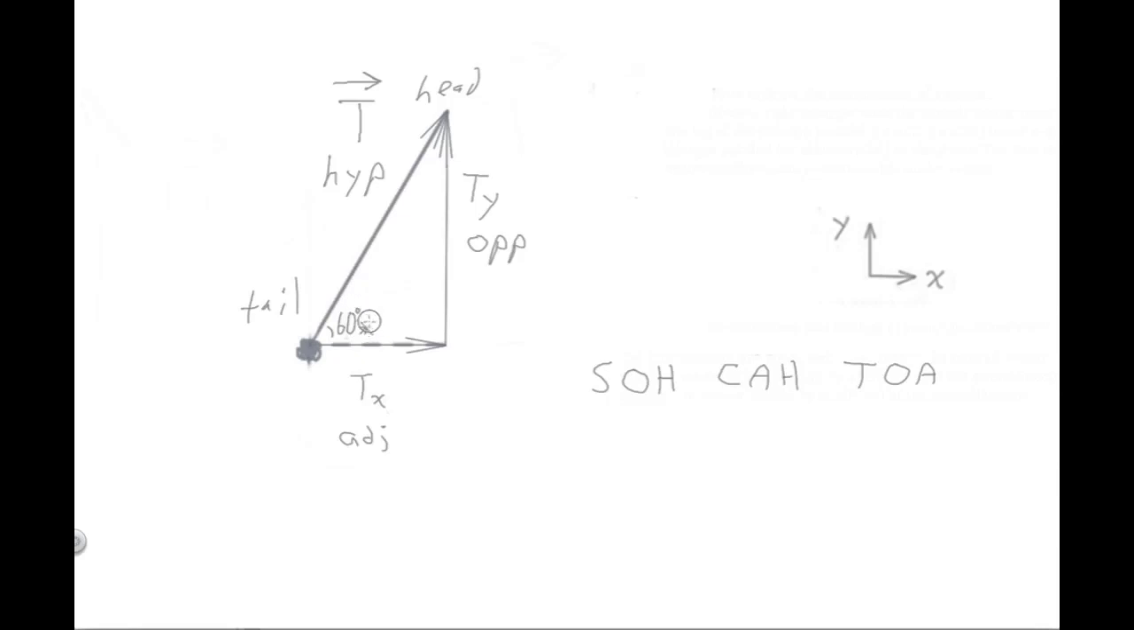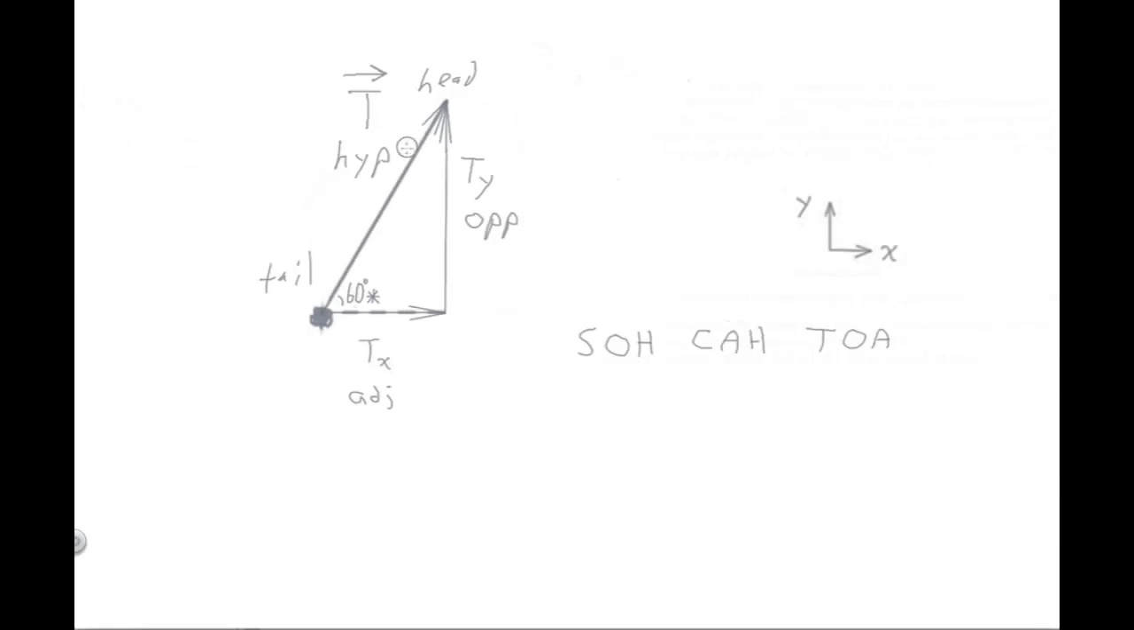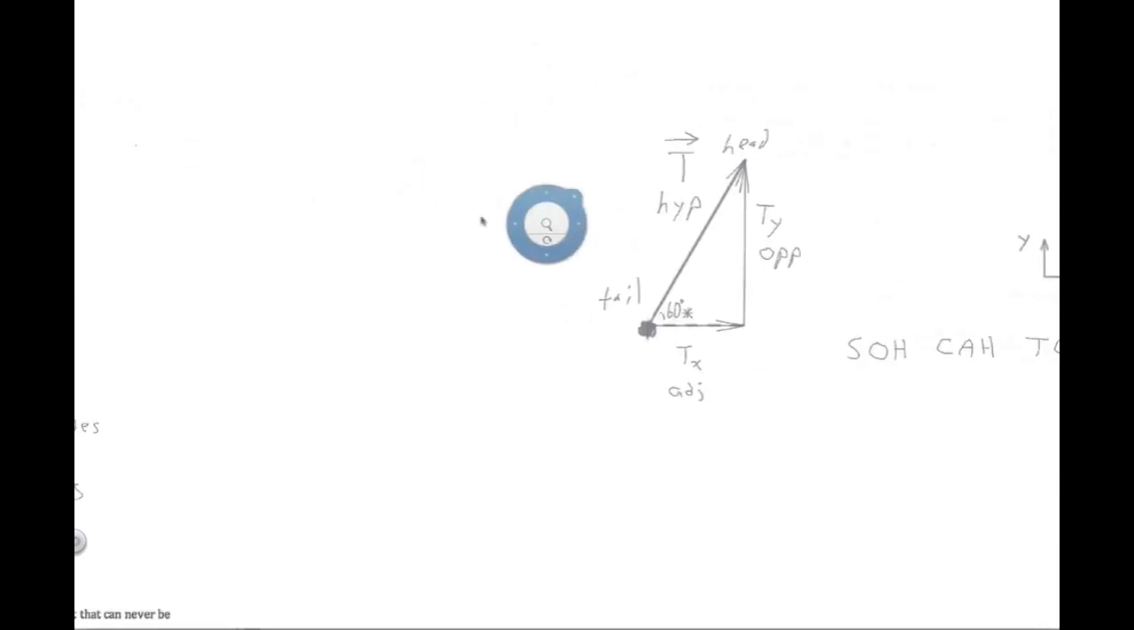It's good to label that with an asterisk because which leg is opposite and which side is adjacent depends on what angle you're focusing on. Now I can build a little bit more into this triangle here.